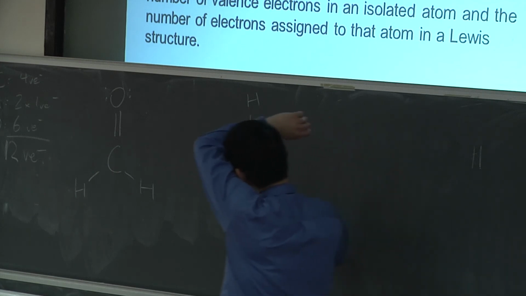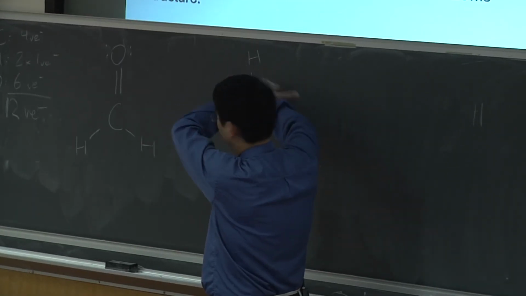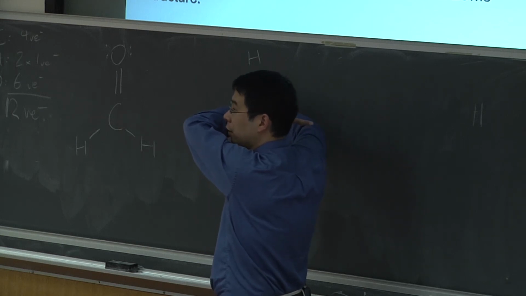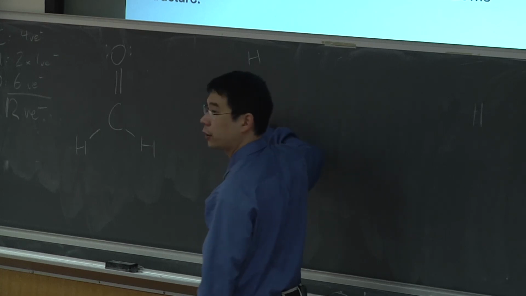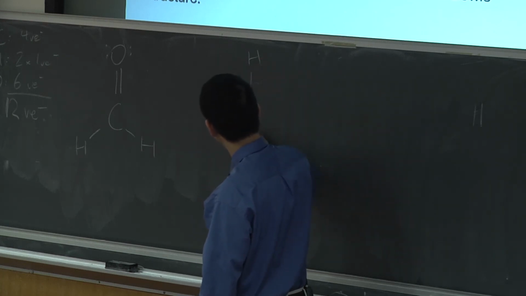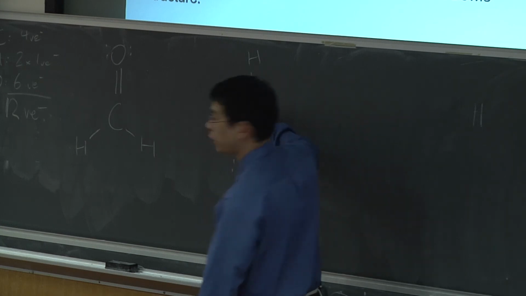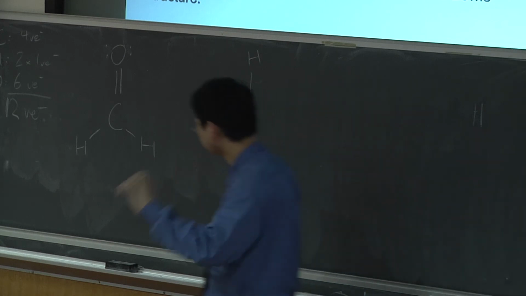Now, for each bond, we're going to split the bond. Just for the formal charge sense, they're really shared, but when we're doing formal charge, one of them counts for the carbon and one of them counts for the hydrogen. Over here, we split the double bond. Two of them count for the carbon. Two of them count for the oxygen.